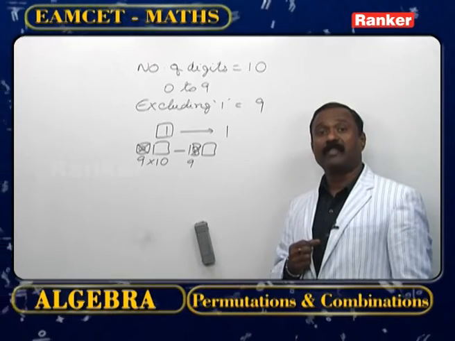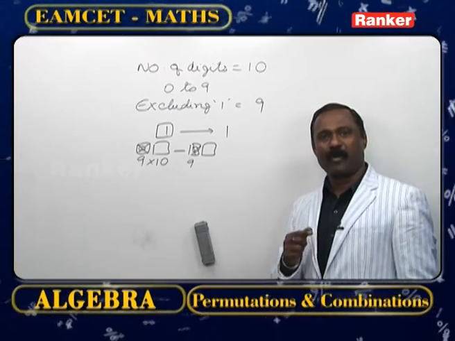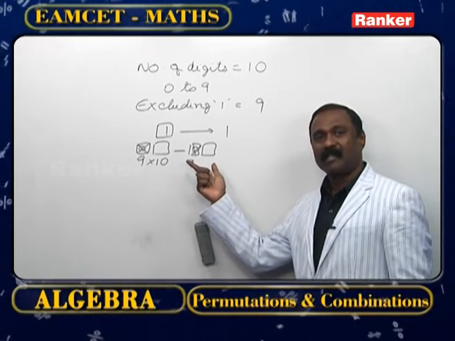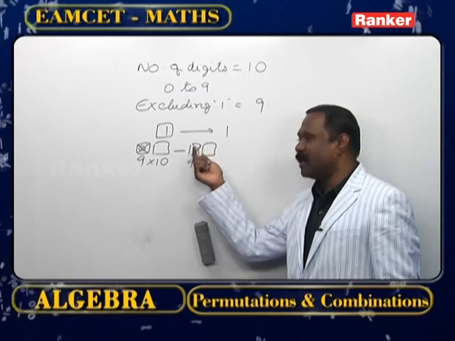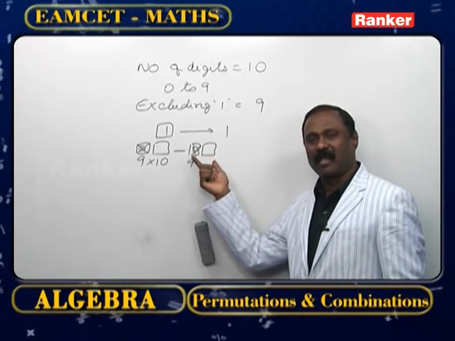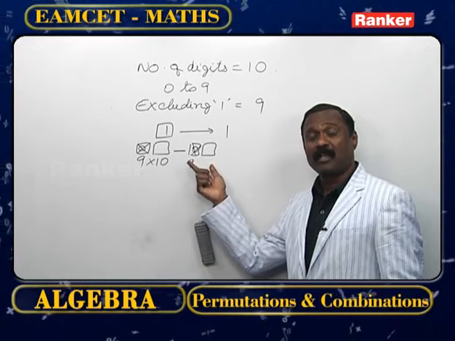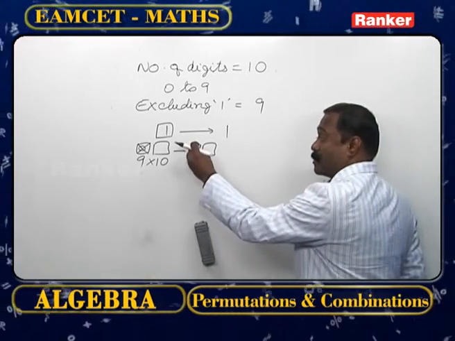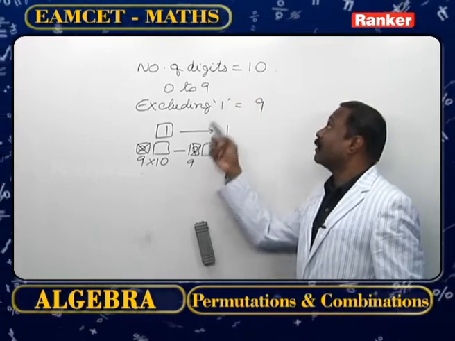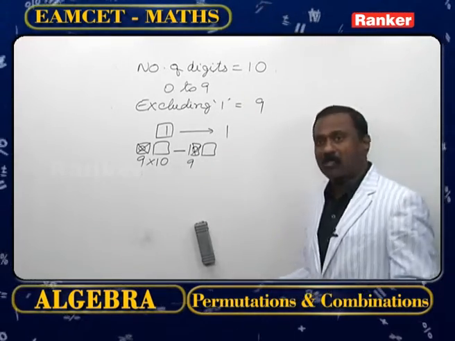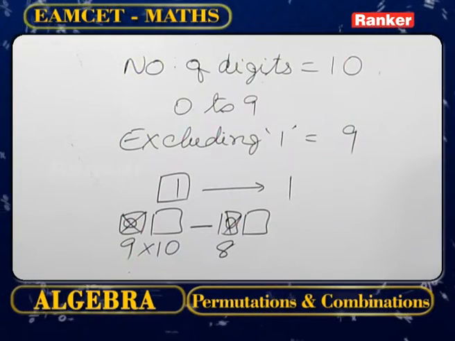9 ways. And there is a restriction for 1 also. That means we don't want those numbers that are not containing 1. So we have to eliminate those numbers that are not containing 1 from this one. Now I am counting those numbers that are not containing 1. So 0 is eliminated from the total number 10. It is 9. But 1 should not also be there, and hence it is 8.